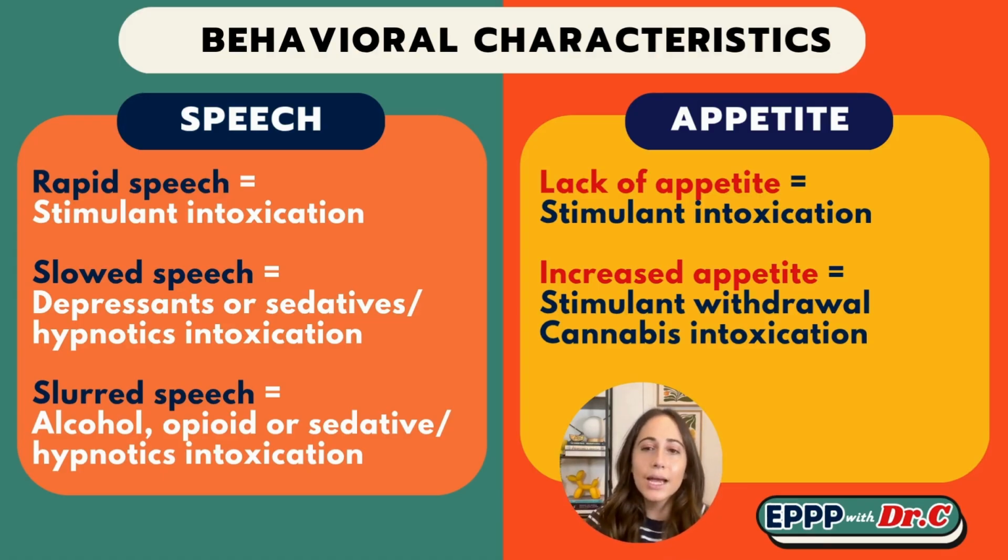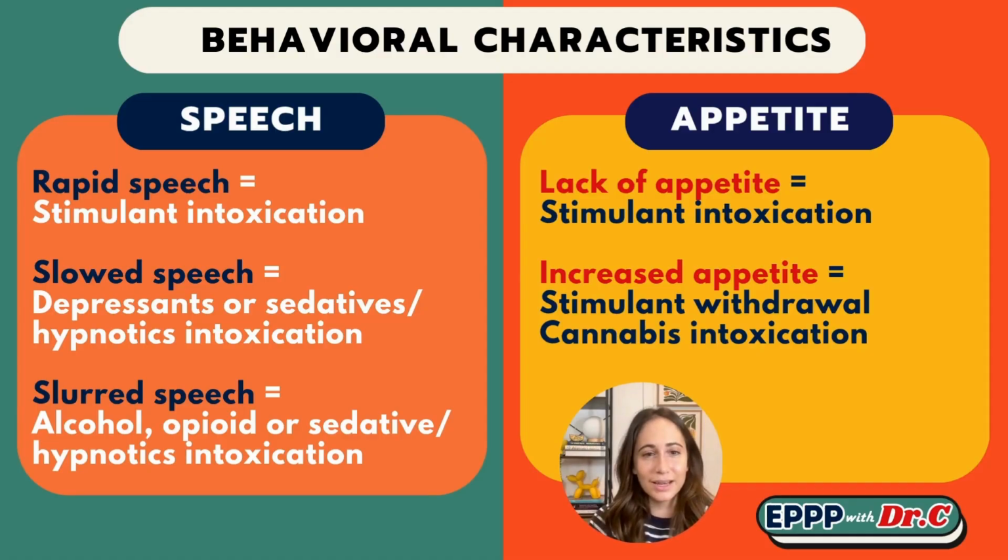However, I would say 9 times out of 10, slurred speech tends to be associated with alcohol intoxication. Then we're looking at appetite. So if the vignette references lack of appetite, they're not eating, they haven't had anything to eat in a couple days, stimulant intoxication. So methamphetamine, cocaine use, potentially nicotine intoxication, but not for a couple days because nicotine is an appetite suppressant. But that's what this question's getting at, is the appetite is suppressed.